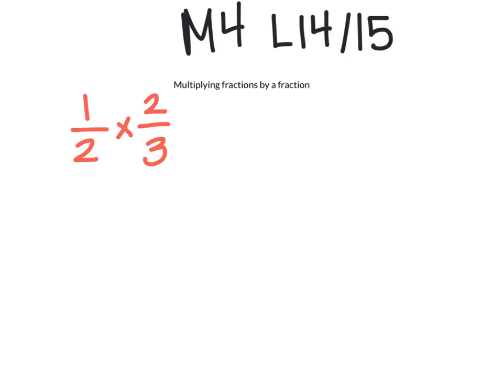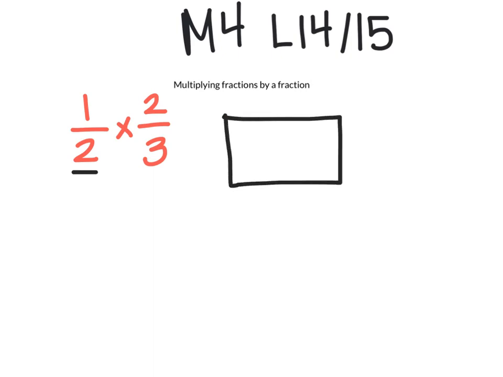Today we're going to be working on multiplying fractions by a fraction, which is what Module 4, Lesson 14 and 15 is all about. In the previous lessons, we learned how to multiply a fraction by a fraction when we used a model. Today we're going to try to get away from using models, and we're going to use the standard algorithm and then changing units. The first thing I want to do though is draw a model just so we can understand what this looks like.